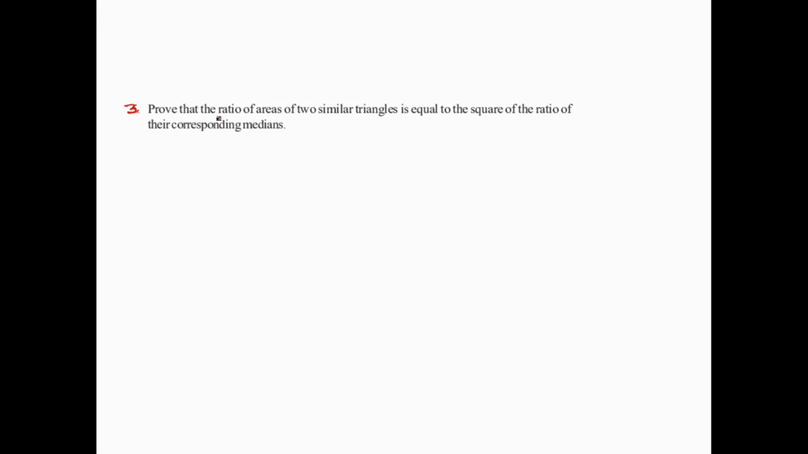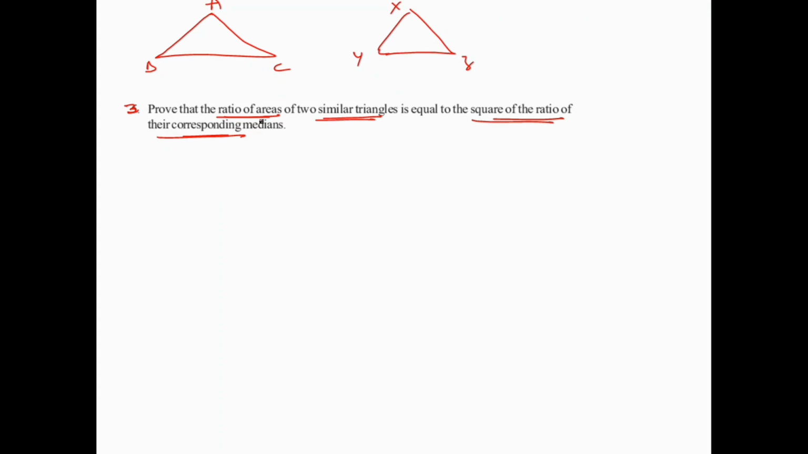So let's look at it. Prove that the ratio of areas of two similar triangles is equal to the square of the ratio of their corresponding medians. Okay, so let me draw two similar triangles. One triangle is ABC, and this is your other triangle XYZ. As he has said here, the medians are your altitudes, right? Let me name them D here and W here. So this is 90 degrees and this is also 90 degrees. Hope this is clear, right?